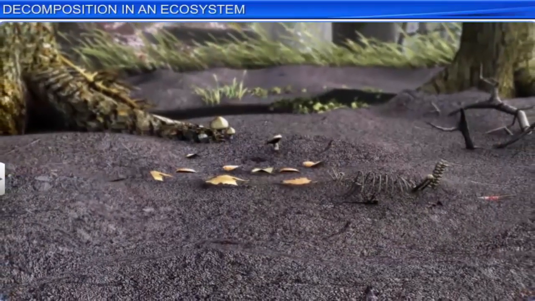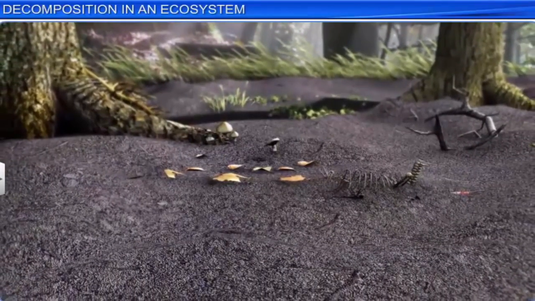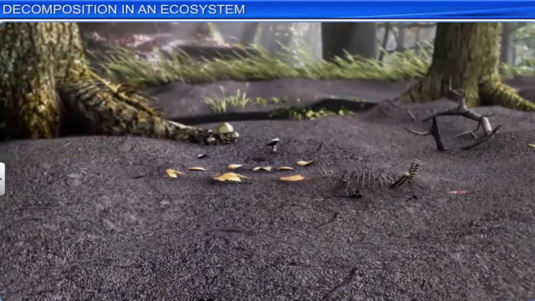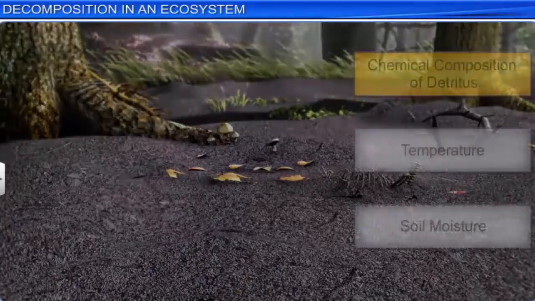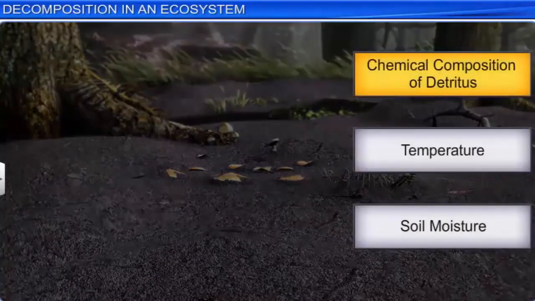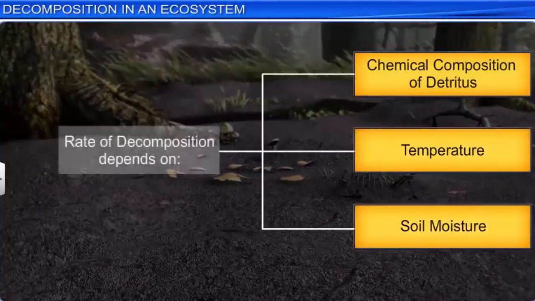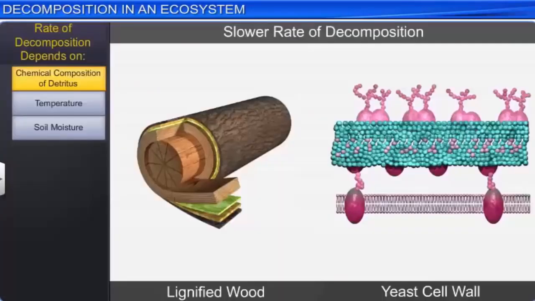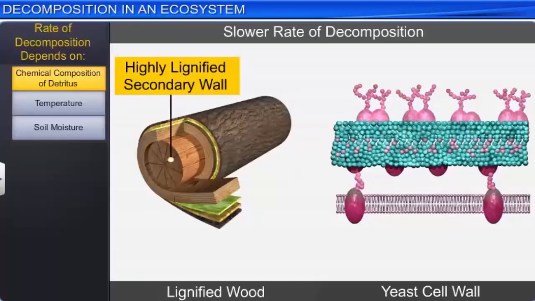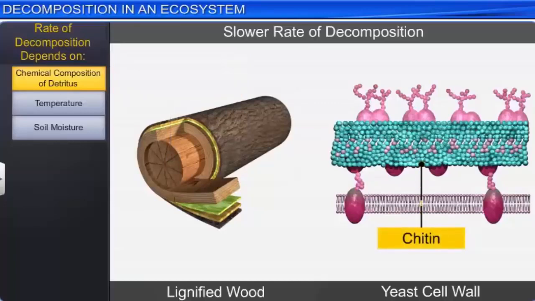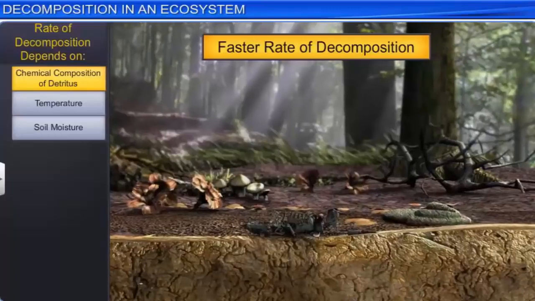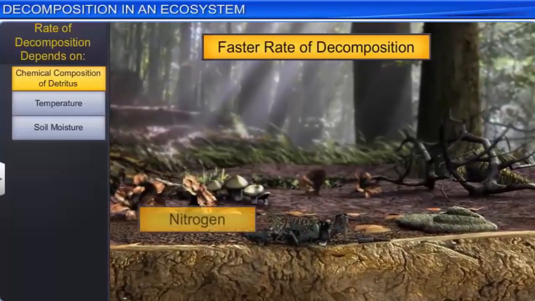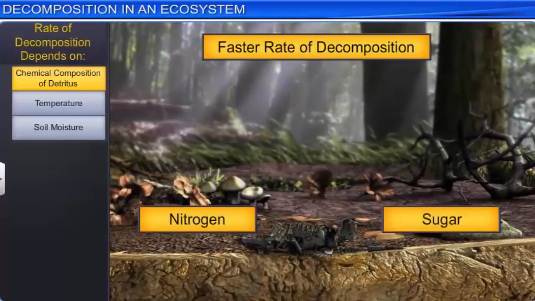However, the process of decomposition is affected by several factors. It is primarily an oxygen-requiring process, and the chemical composition of the detritus, along with climatic factors such as temperature and soil moisture, affect the rate of decomposition. For a particular temperature, the rate of decomposition is slower if the detritus is rich in substances like lignin and chitin, and is faster if the detritus is rich in nitrogen and water-soluble substances like sugars.